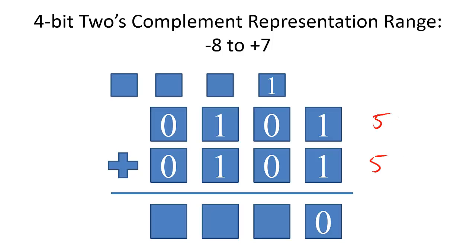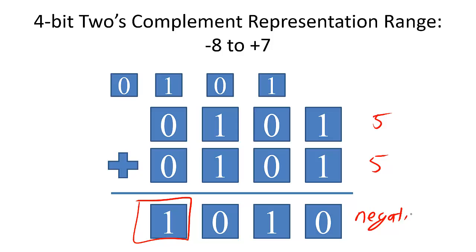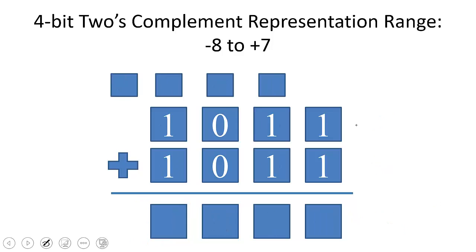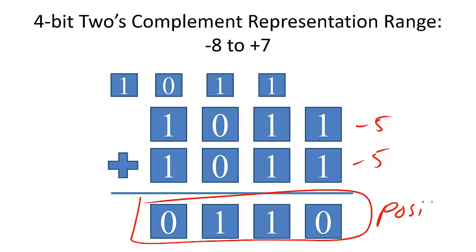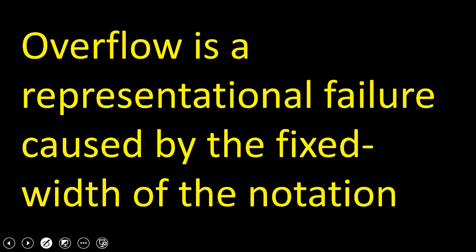Notice how the most significant bit in the 4-bit number is 1. By adding these two positive numbers together, the magnitude of the sum, 10, exceeds the limit of the representation, which was 7, and produces an error. Similarly, if we add negative 5 plus negative 5, the magnitude of the sum will exceed the limits of the representation and produce an error. This problem is called overflow.